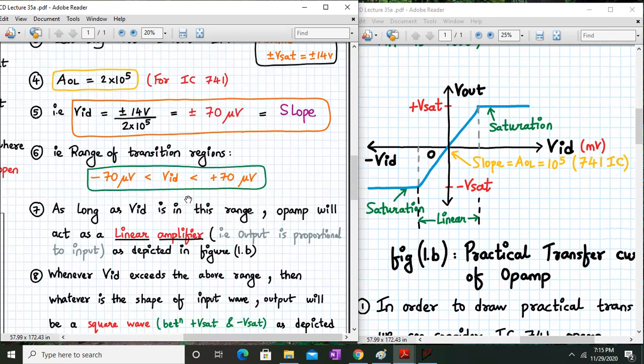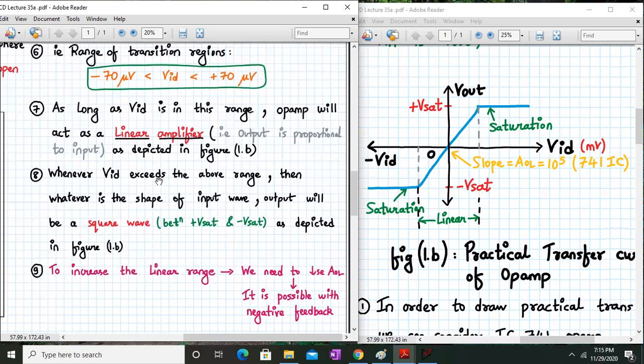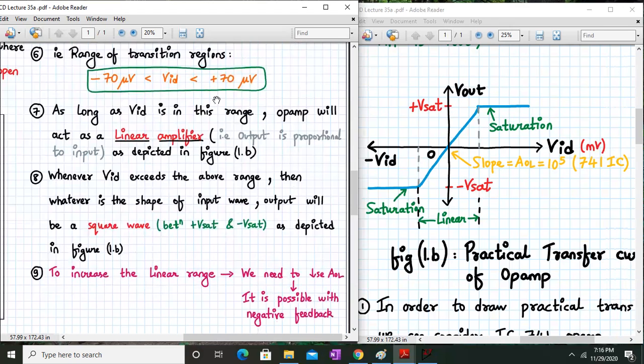What do you mean by linear amplifier? The output will be proportional to the input. Given any one value of the output and input relation, we can find any other point on the corresponding line, because it will be a straight line in the linear region. Okay, it's a very, very important point. So if VID, the difference between the two inputs, is within around plus or minus 70 microvolt, your op-amp will work as a linear amplifier. And whenever VID exceeds this range, then whatever the shape of the input signal, the output will be a square wave between plus Vsat and minus Vsat, as depicted below.